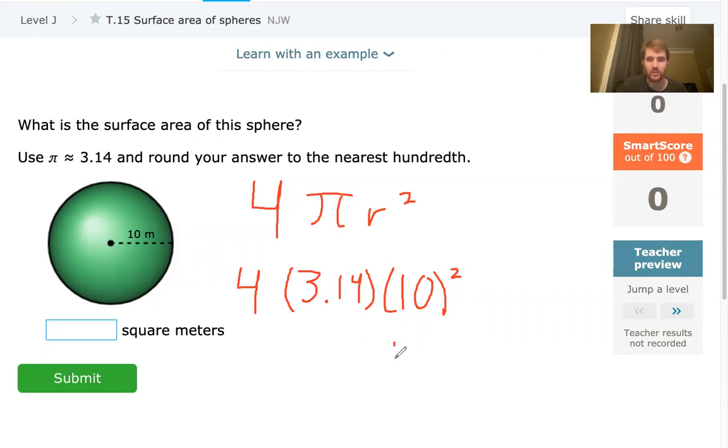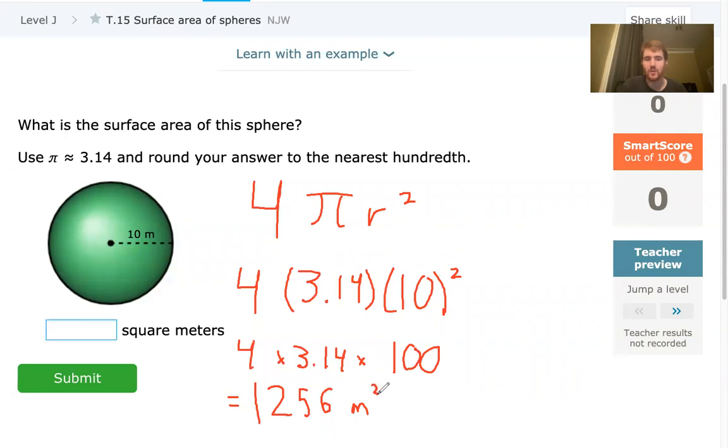We got to do the exponent first. That is 100. 4 times 3.14 times 100. I'm just going to put this into a calculator. This is one you probably could do on your own. If you want a challenge, you can check my math right now. The answer is 1,256. This is meters. And because this is the surface area, it's meters squared.